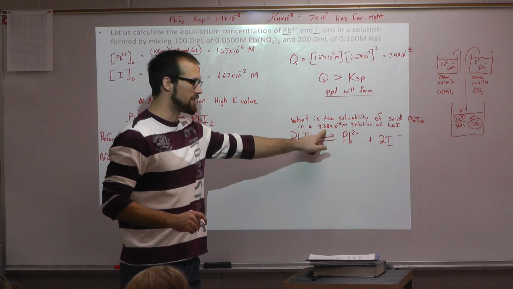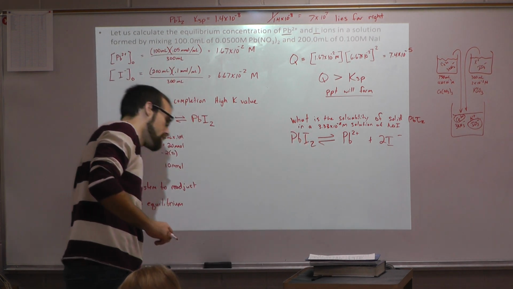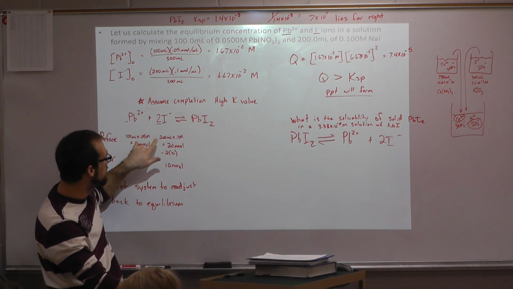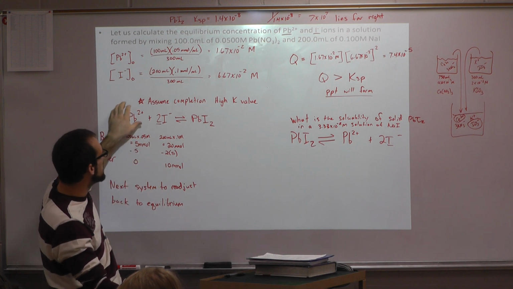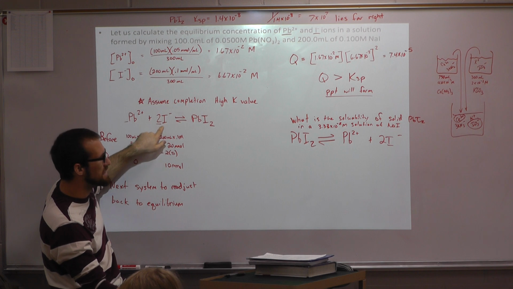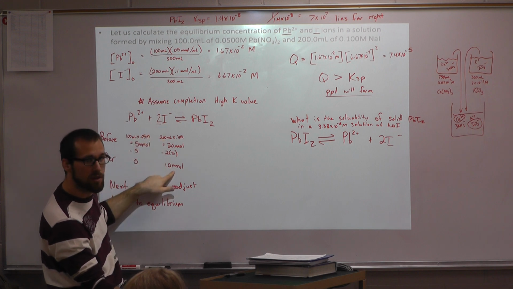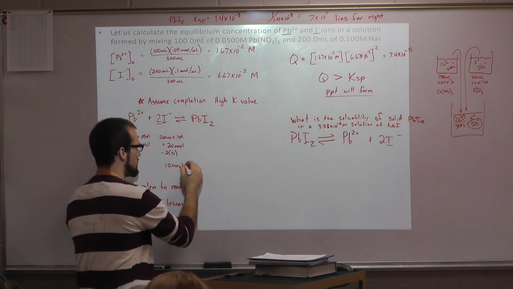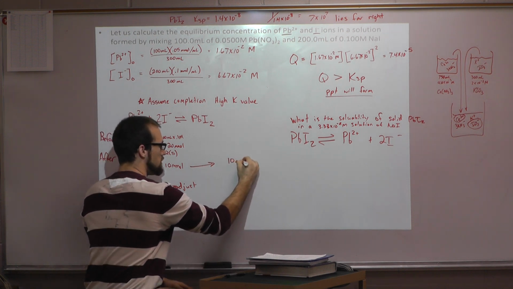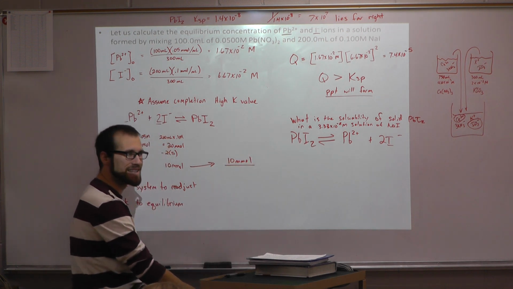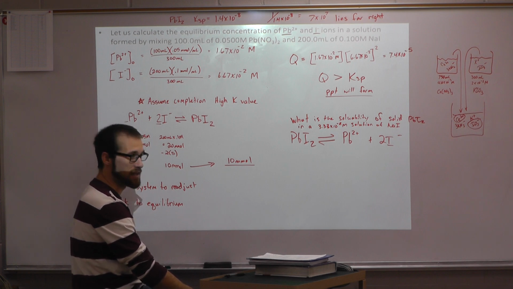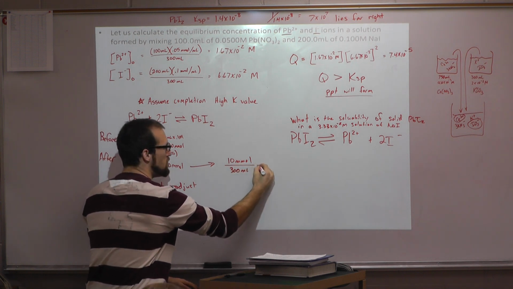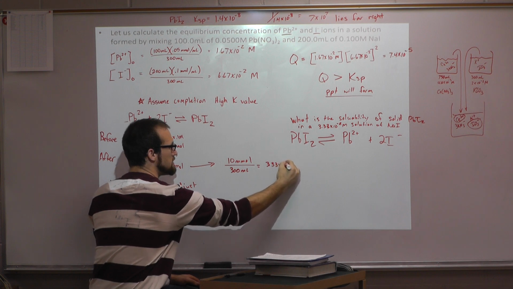You might be wondering where I got this number from. Let me show you. When I did this completely reacting, follow with me here. I reacted all of my Pb ions, but I still had some iodide left over. I had 10 millimoles of iodide ions in solution still. So let me figure out the concentration of my iodide ions in solution. I take 10 millimoles divided by what? 300. When you do that, you will get 3.33 times 10 to the negative 2.